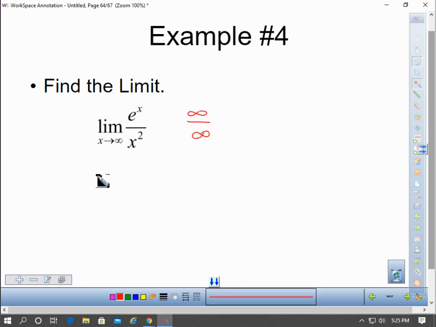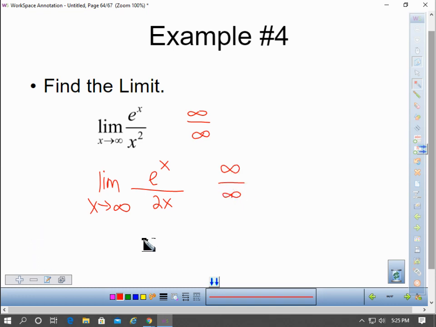So that means I'm going to do L'Hopital's rule. So L'Hopital's rule is take the derivative of the top function. Well, the derivative of e to the x is e to the x. And then take the derivative of x squared, that's 2x. Try again. All right, so let's put infinity in here. Well, e to the infinity is infinity. And then put infinity here. 2 times infinity is infinity. So I'm getting infinity over infinity again.